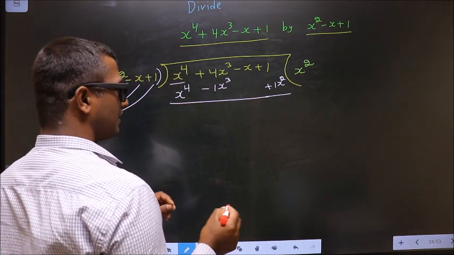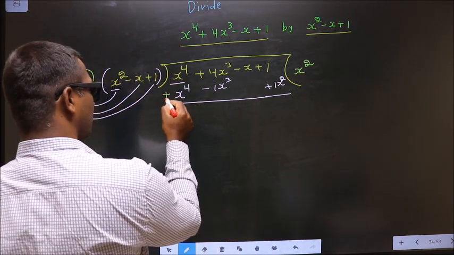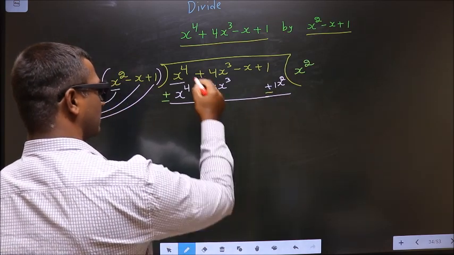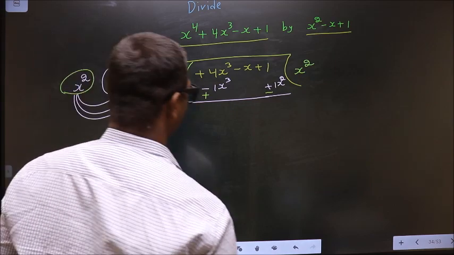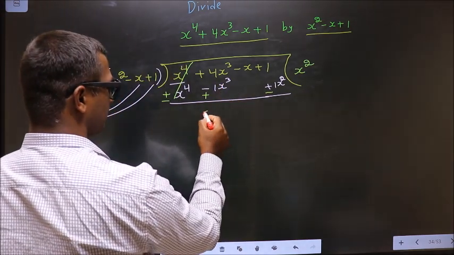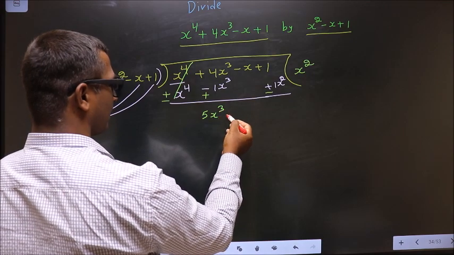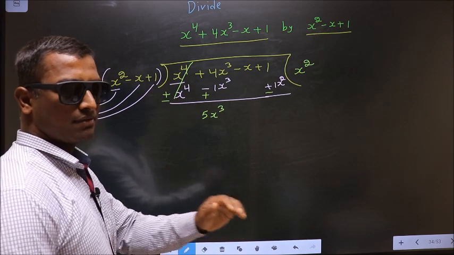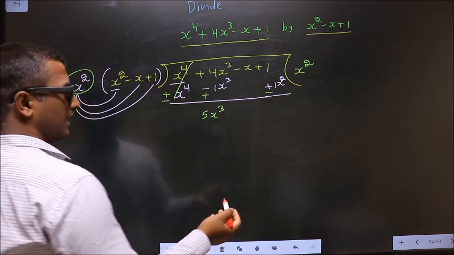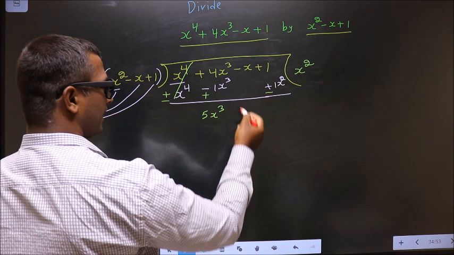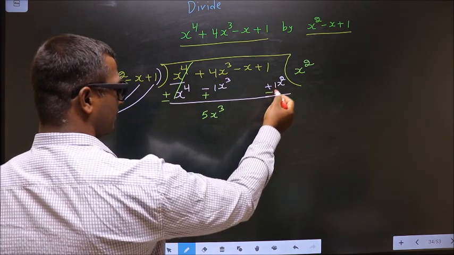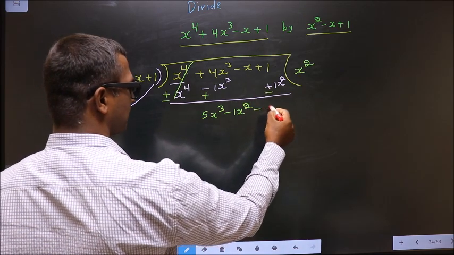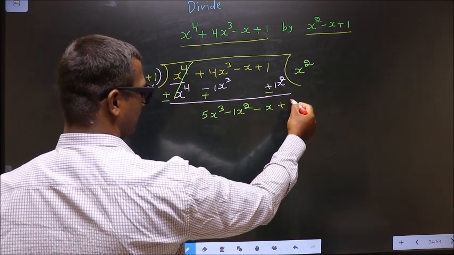Now you should change the signs. Here it is plus, make it minus. Here it is minus, make it plus. Here it is plus, make it minus. Now this cancels out. Plus 4x cube plus 1x cube is 5x cube. Now, the expression here, we should write in the descending powers of x. That is, after x cube, don't write the x term. You write the x square term. That is minus 1x square. Now the x term, that is minus x. Finally the constant.